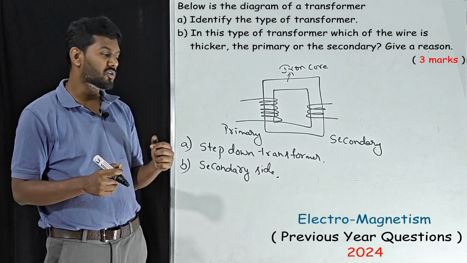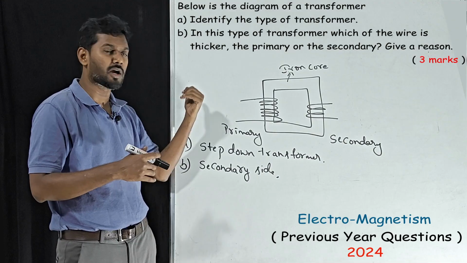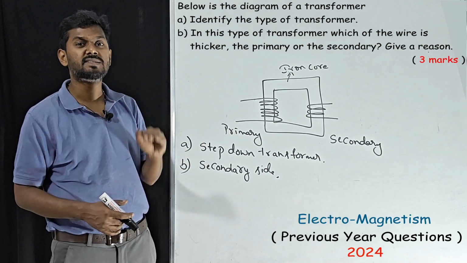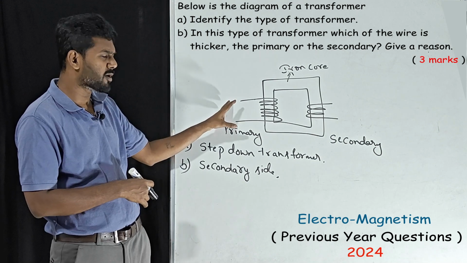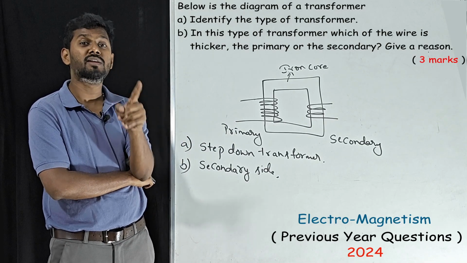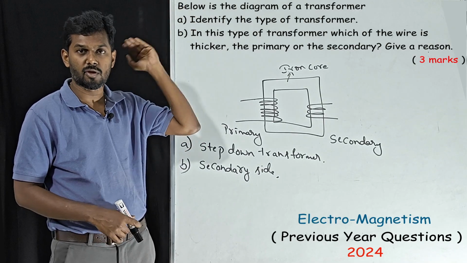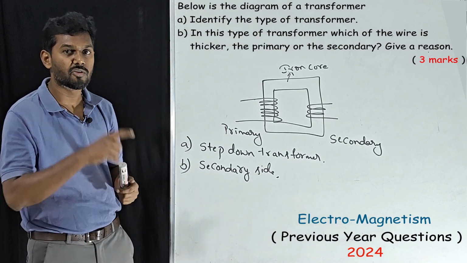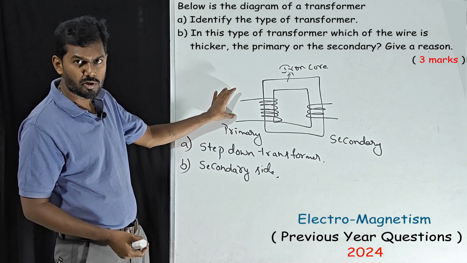Now we have to give the reason. First I'll teach you the complete method, then I'll teach you how to answer. Where we have more voltage, there we have less current. According to Ohm's law, voltage is directly proportional to current, correct? But Ohm's law works when the temperature remains constant. When it comes to overhead lines, power transmission and transformers, the temperature will not be constant. So if the temperature is not constant, voltage is inversely proportional to current. So here we have more voltage, so less current.